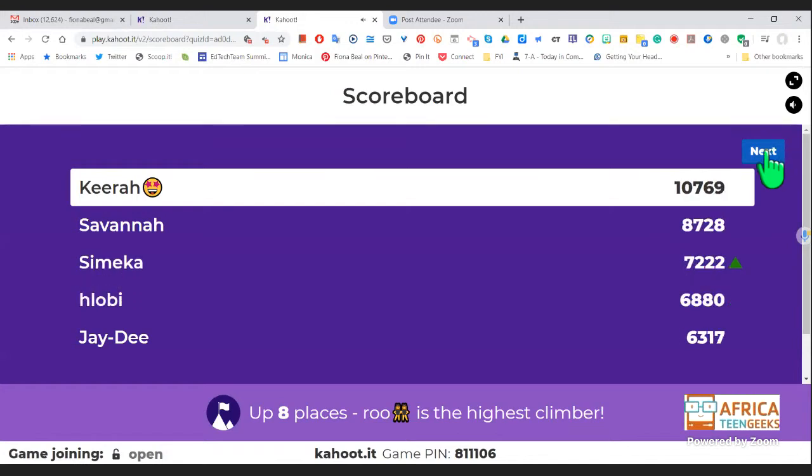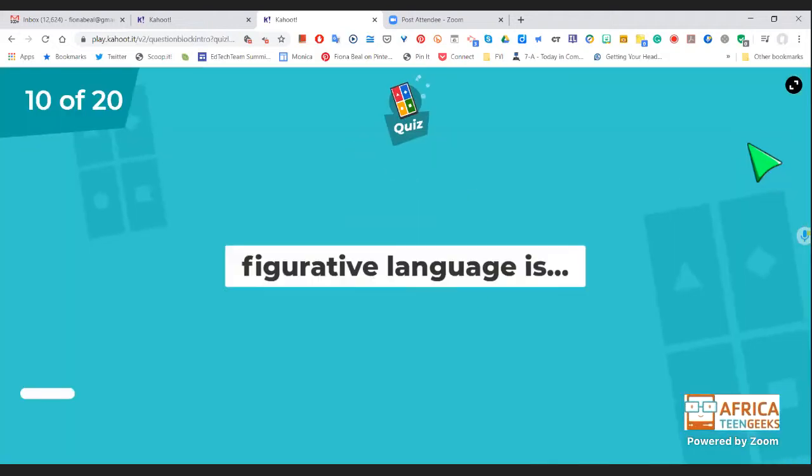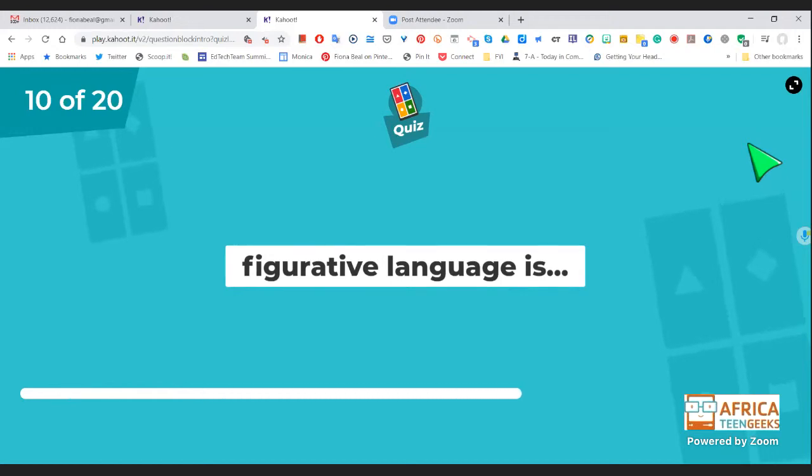Kira, still in the lead. Chloe, you're doing well. Chloe wasn't sure how to play, and there she is. I never know if it's a he or she, sorry.